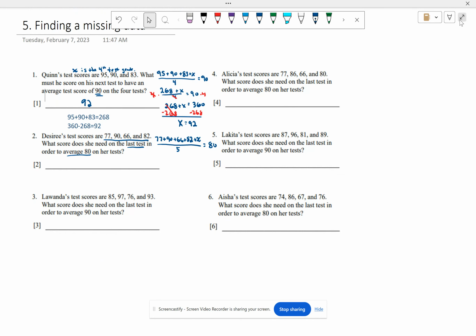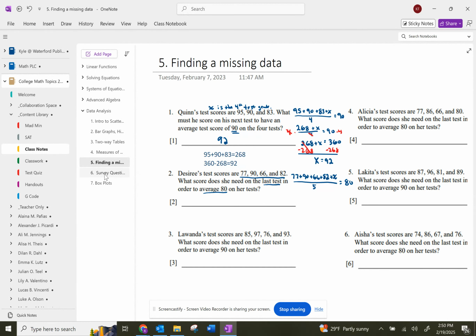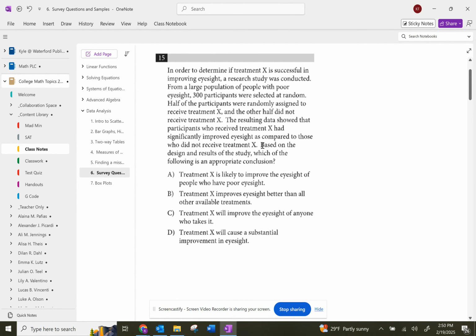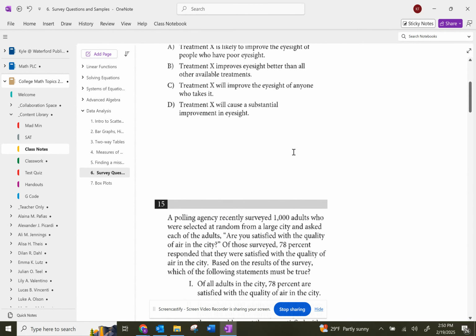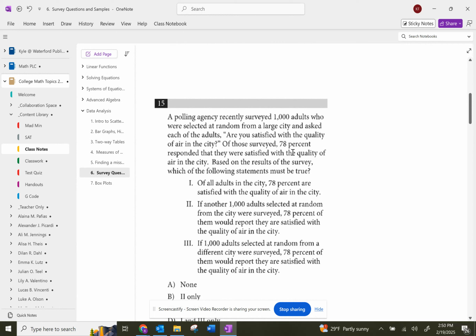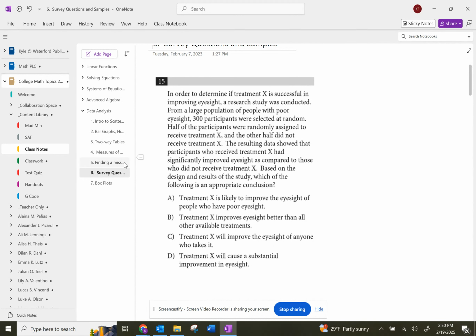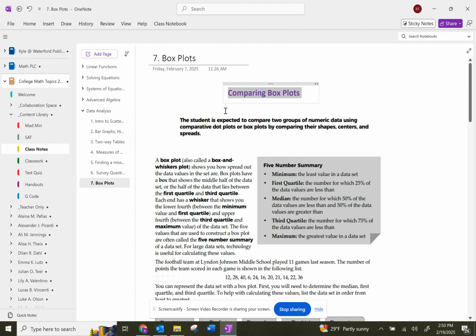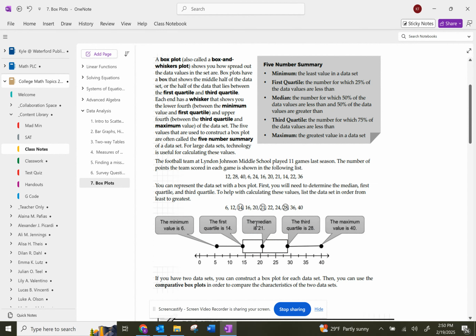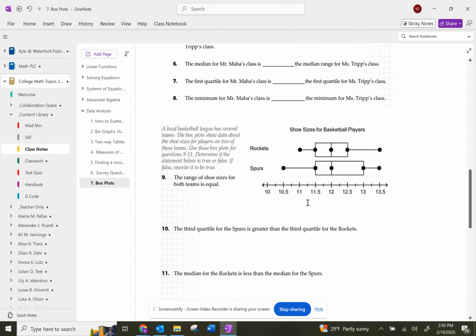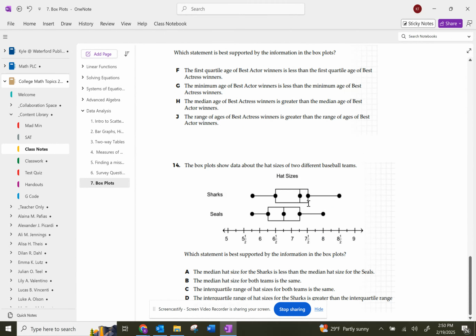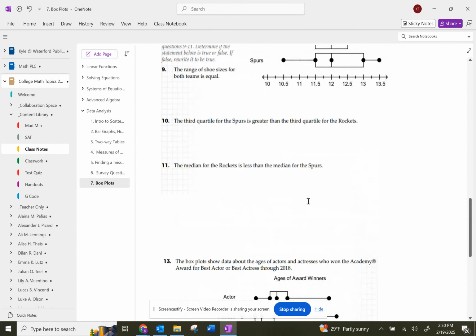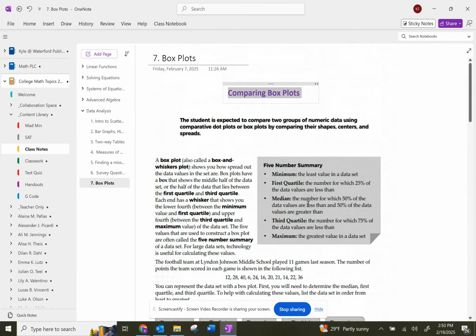Once you finish that, you're going to come back into OneNote and read these survey questions. It's a little bit of reading, but I want you guys to try your best on it. So you're going to work through these survey questions. And then after that, you're going to read this review on what a box plot is, and then answer these questions below and we'll talk about some of the stuff in class as a review.